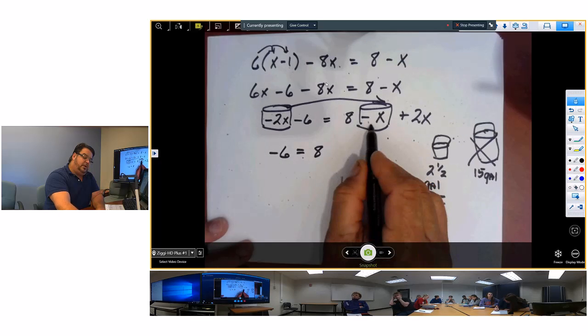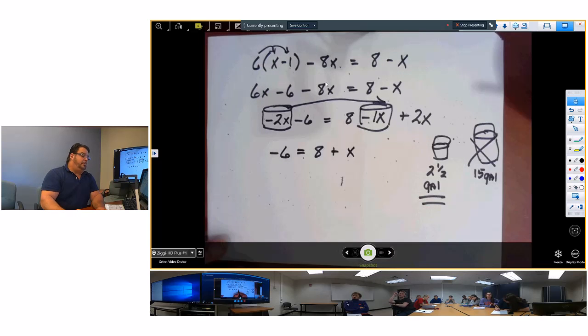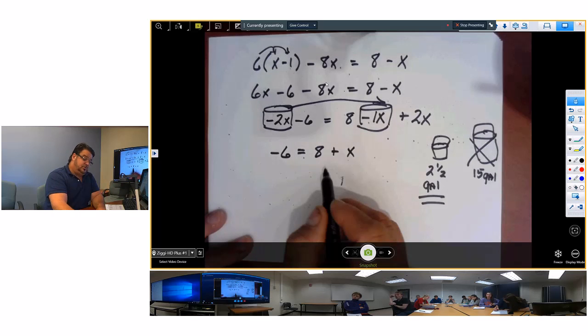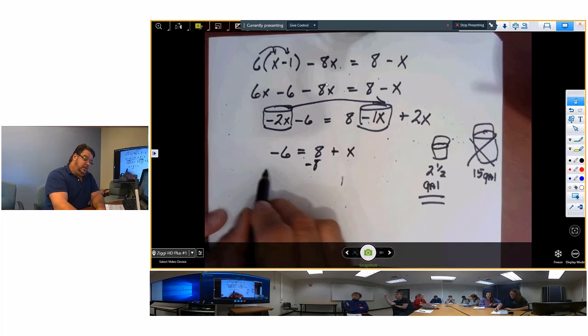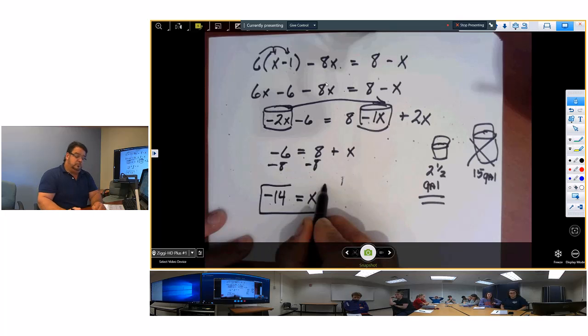What's negative 1 plus 2? Plus x. If you make that variable positive, you come out just as good. Minus 8, minus 8. x is equal to negative 14. Okay?